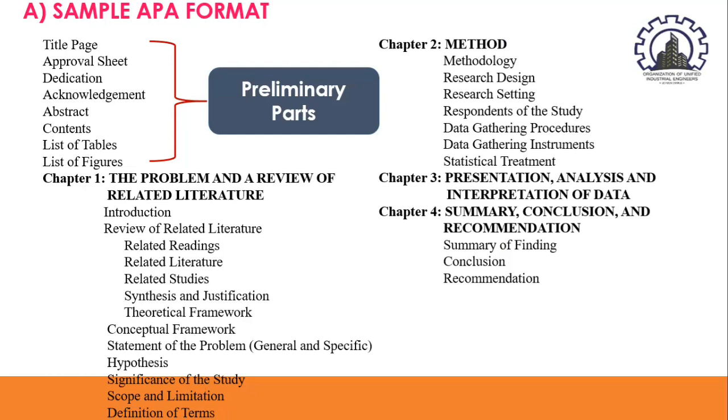And right after the preliminary parts, that would be your different chapters. So for chapter 1, that would be the problem and review of related literature, which will be the next key area that we will be discussing later on. So your chapter 1 includes the introduction or the rationale of your study. Also, we have review of related literature. Under that are related readings, related literature, related studies, synthesis, and justifications.